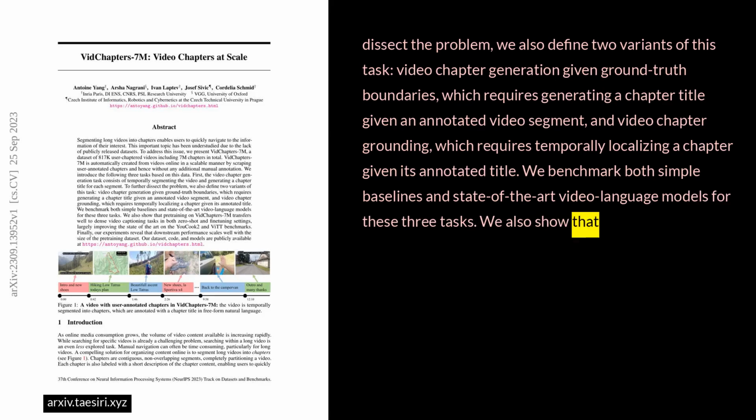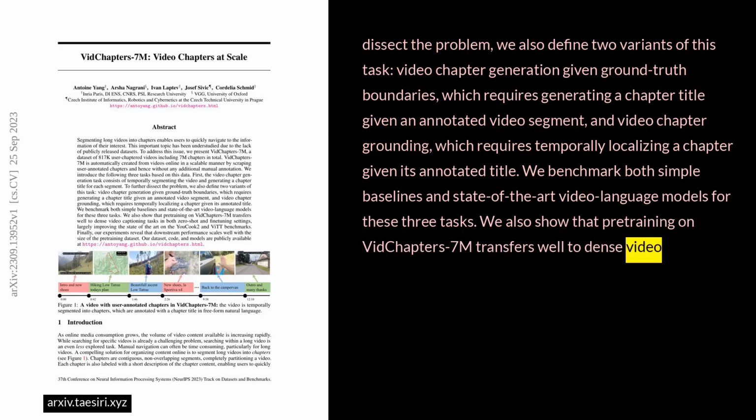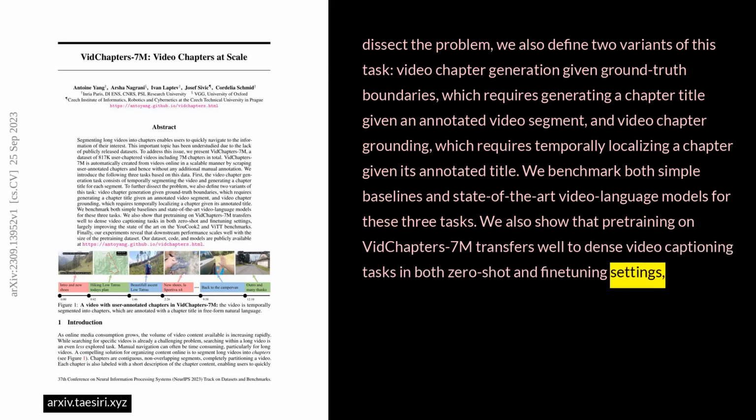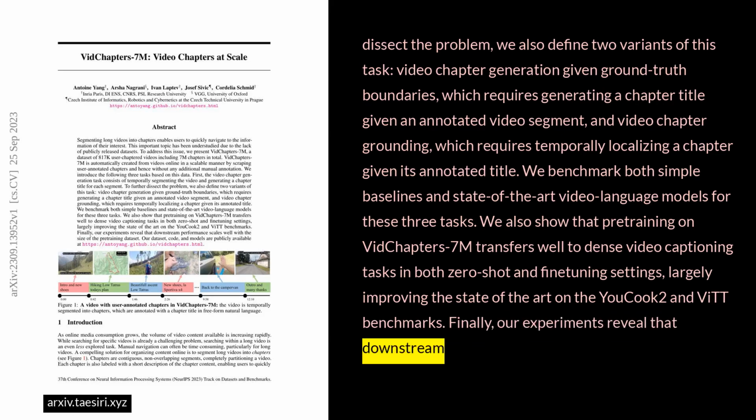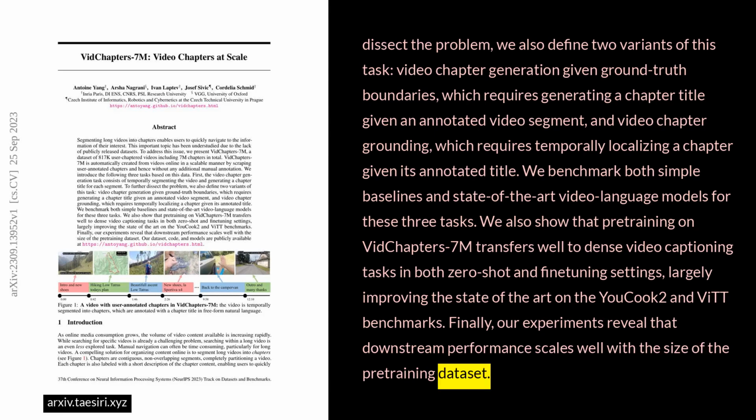We also show that pre-training on VidChapters-7M transfers well to dense video captioning tasks in both zero-shot and fine-tuning settings, largely improving the state of the art on the YouCook2 and ViTT benchmarks. Finally, our experiments reveal that downstream performance scales well with the size of the pre-training dataset. Our dataset, code and models are publicly available at the project's website.